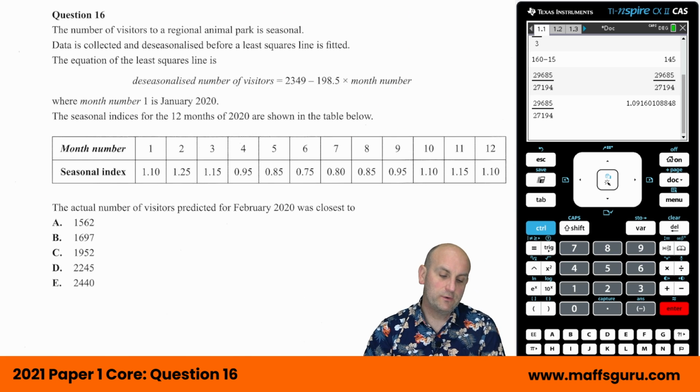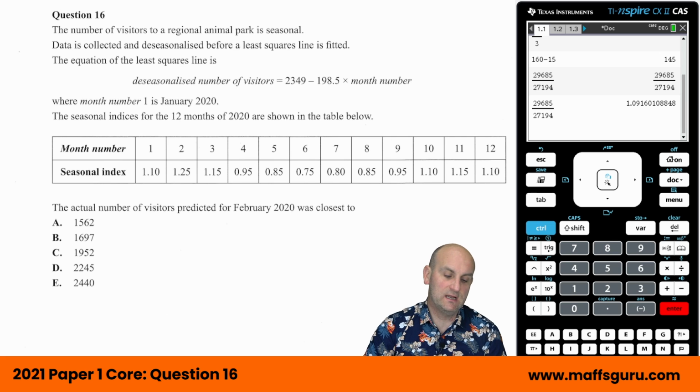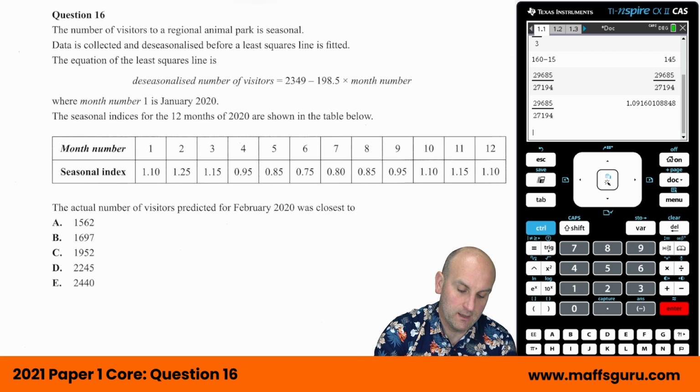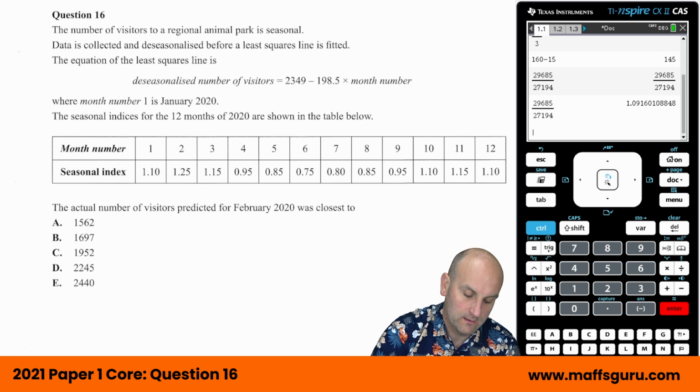The number of visitors to a regional animal park is seasonal. Data is collected and deseasonalized before a least squares line is fitted. The equation of the least squares line is given. Right, okay, so what it then wanted me to do is find the actual number for February. Well, that's February. There is my seasonal index.